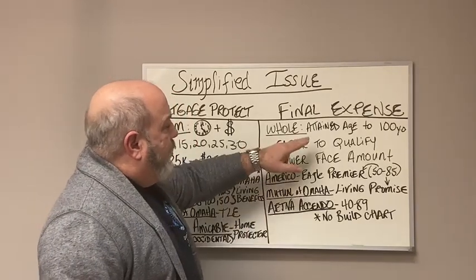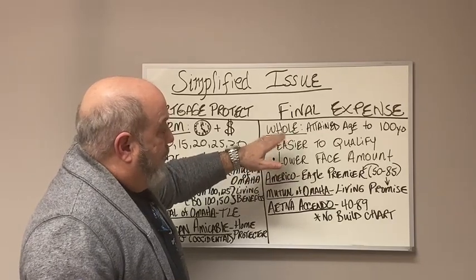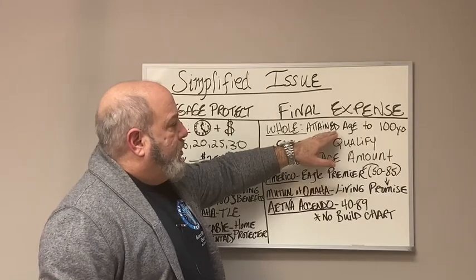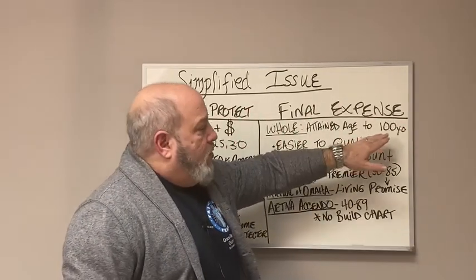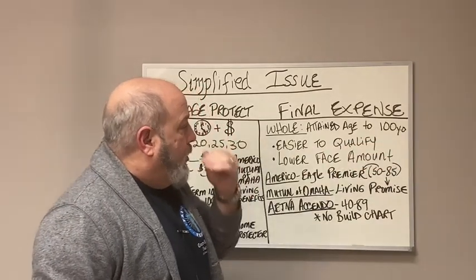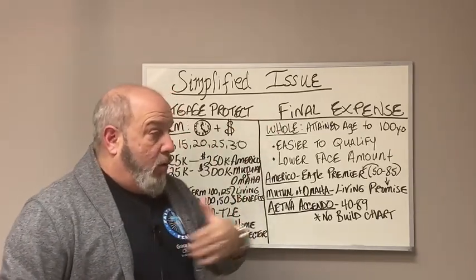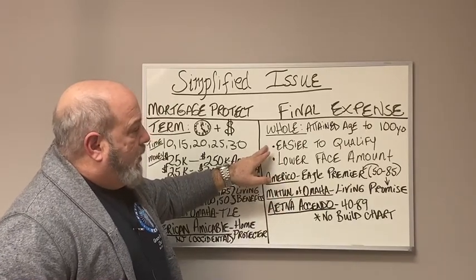What is a whole life product? Well, a whole life product is a policy that starts at the individual's attained age and is designed to cover the rest of their life. So they normally go up to age 100 years old. In other words, from the time you get it for the whole of your life, that's what they're designed to do. They're a bit easier to qualify for.